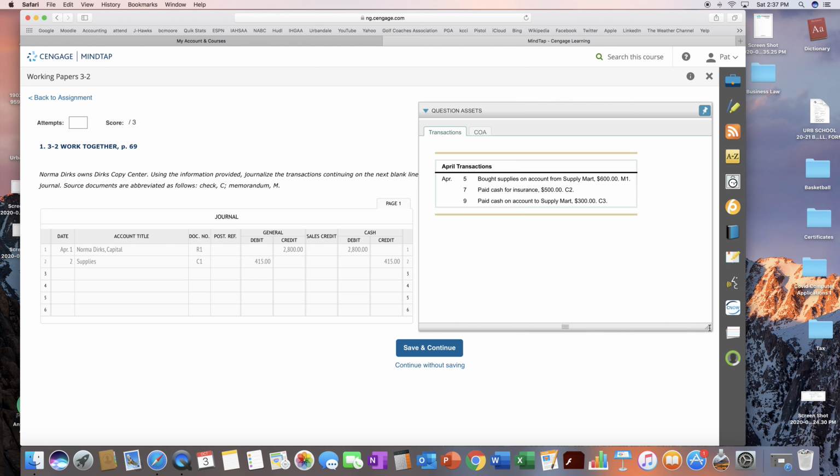We have 3 transactions that we learned in this section. Bought supplies on account from Supply Mart is the first one they want us to list. So step 1 is the date, 5, and we bought supplies on account. The memorandum is the source document, and what we're doing with this is we're not using anything in the special amount column, sales, debit, or credit to cash.